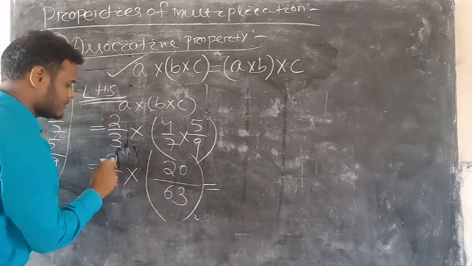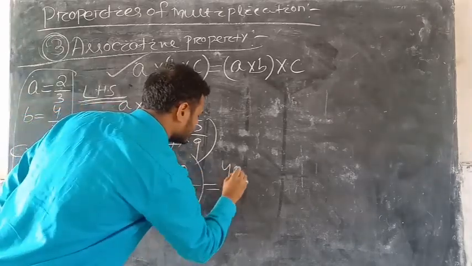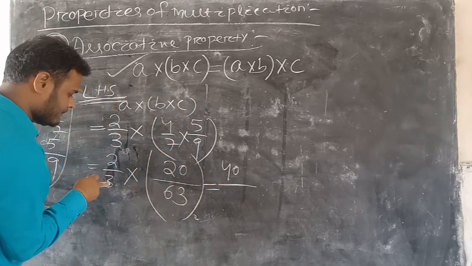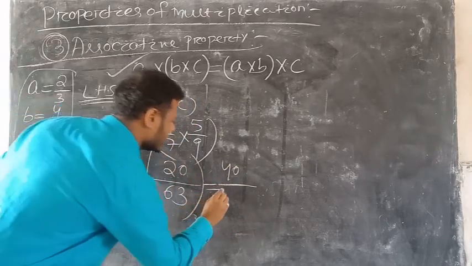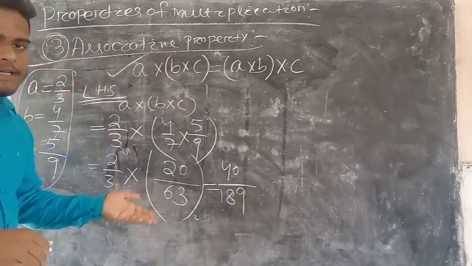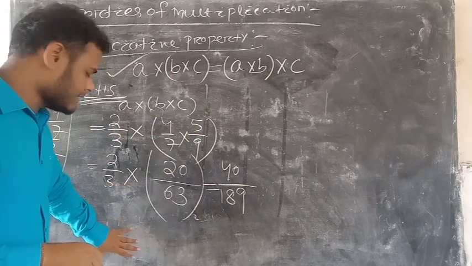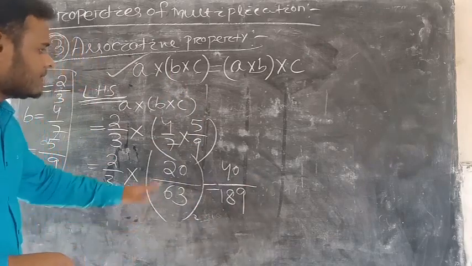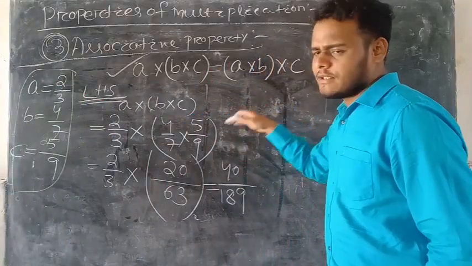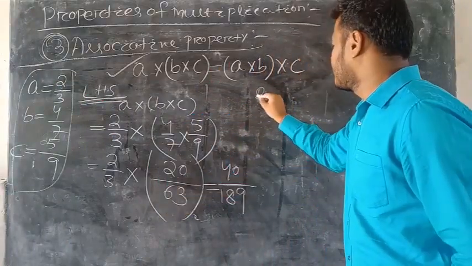2 into 20 is 40. 63 into 3 is 189. Now I will go for the right hand side. I should write it below here, but there is no space, so I am writing here. But you should write it below the LHS.